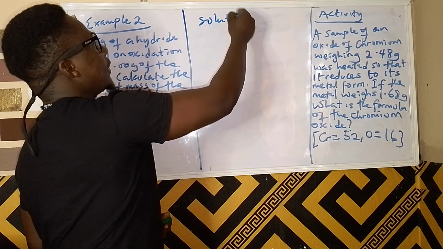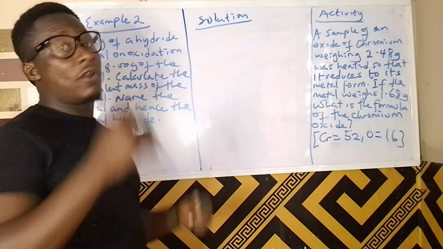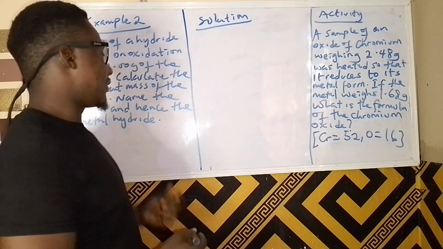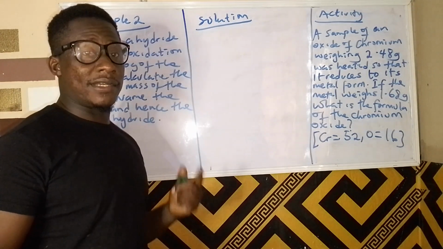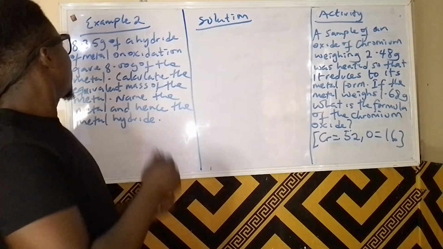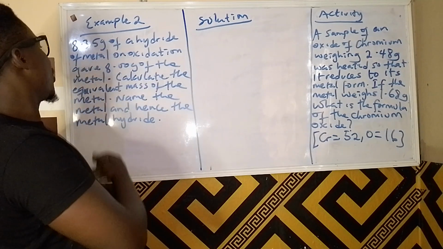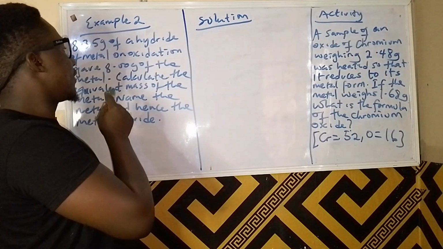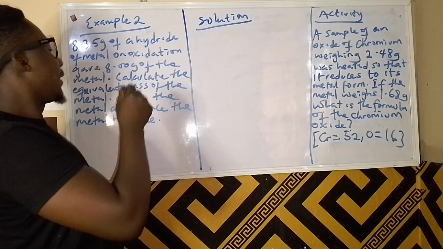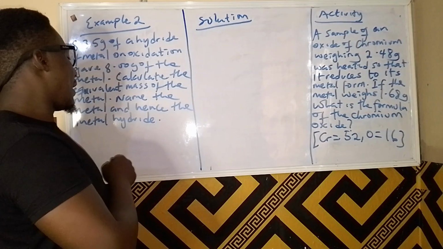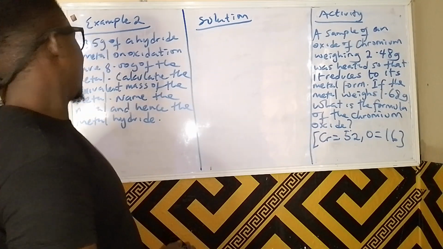In the question here, we are not looking for valency, so it could come in that form. We are not looking for valency, hence there is no relative atomic mass that is being given here. The question says 8.35 gram of a hydride of a metal on oxidation gave 8.00 gram of the metal. Calculate the equivalent mass of the metal. Name the metal and hence the metal hydride.